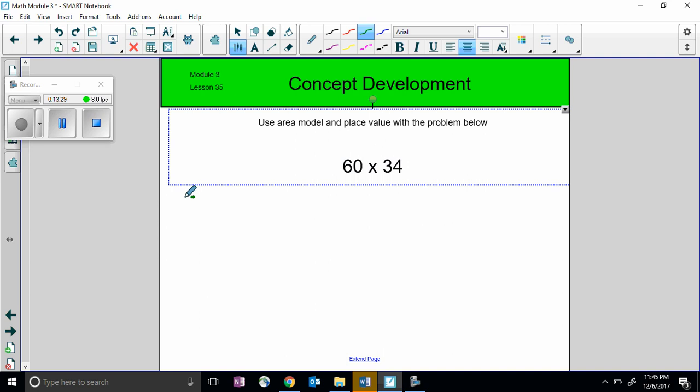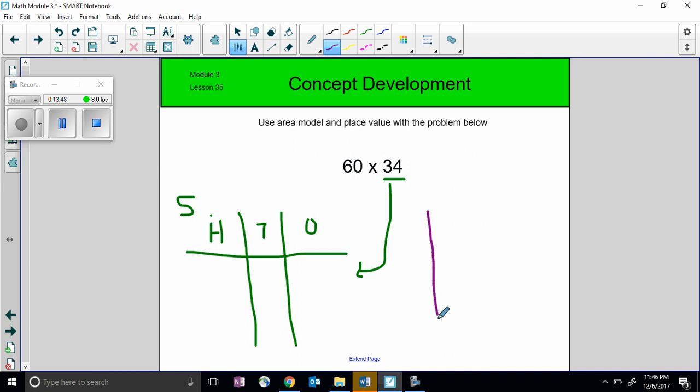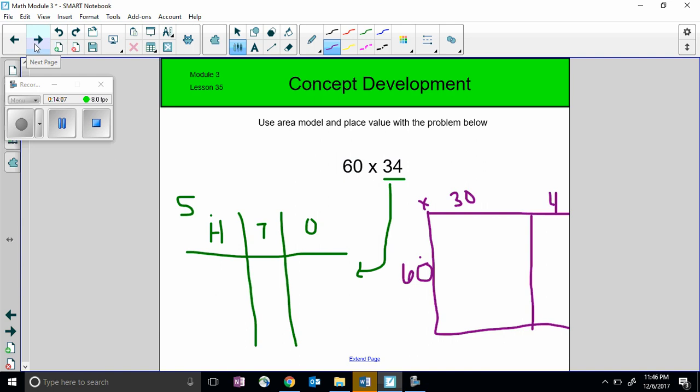Last one is number 5. Same thing. I'll help you set it up, but you guys are going to do the rest. Ones, tens, hundreds. This is the number you plot. That's all I'll do to help you this time. And then the only thing I'm going to help you to do this time is split it up. So I'm going to put my 60 on the side because it's got the 0. I'm going to break my 34 into 30 and 4. And I'm going to multiply. Again, my numbers should end up being the same after I'm done.